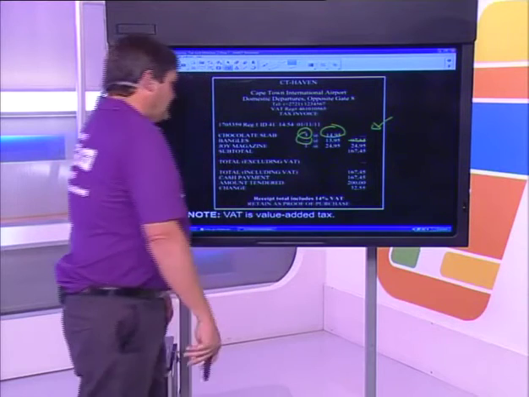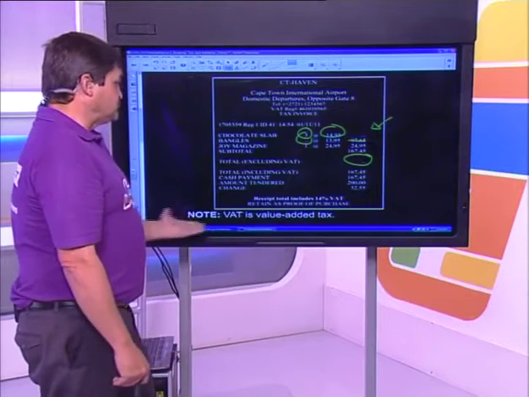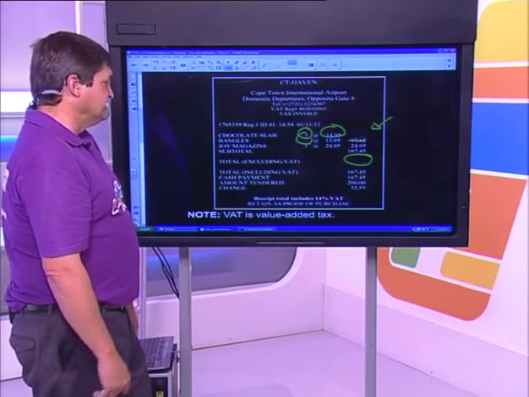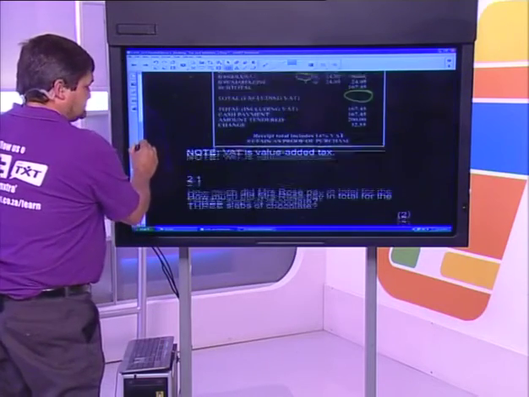Then, total excluding VAT. There's a figure missing here. Then, the total including VAT comes to 167 Rand and 45 cents. Cash payment, 167 Rand 45. The amount tendered, in other words, the person gave 200 Rand. The change, 32 Rand 55. Okay. Right, folks. Now, let's have a look at our questions.